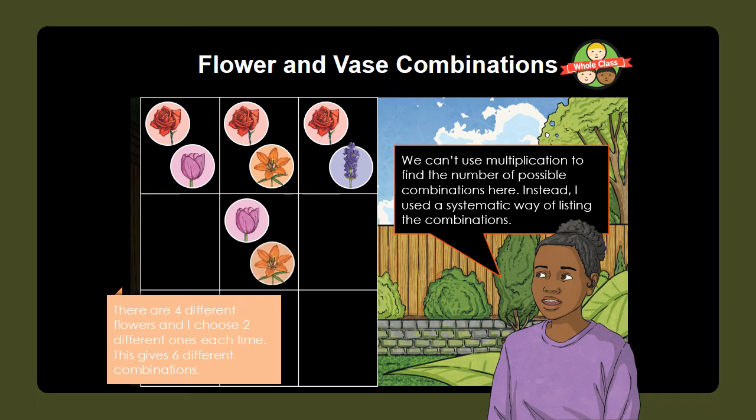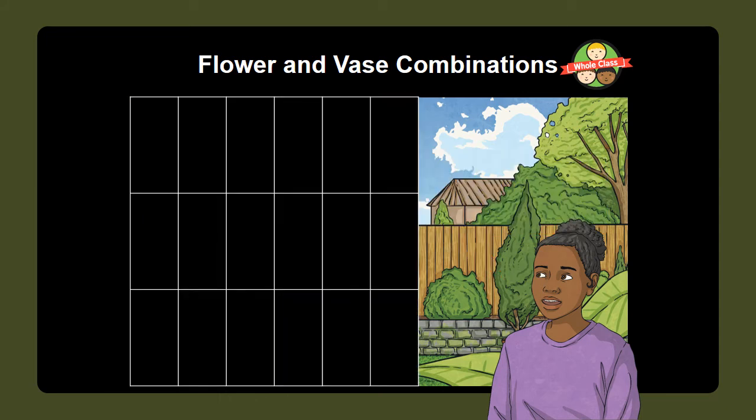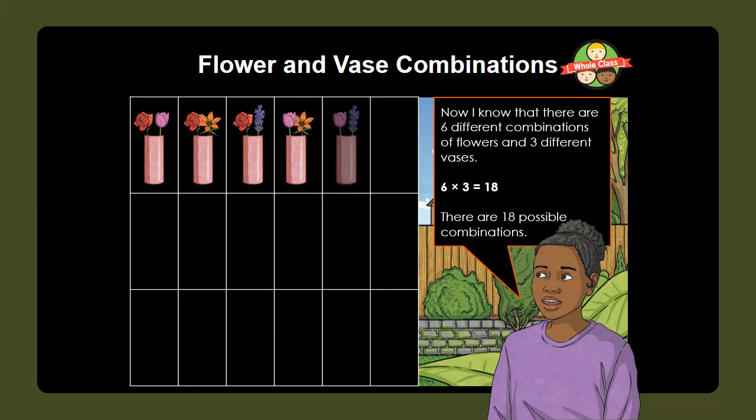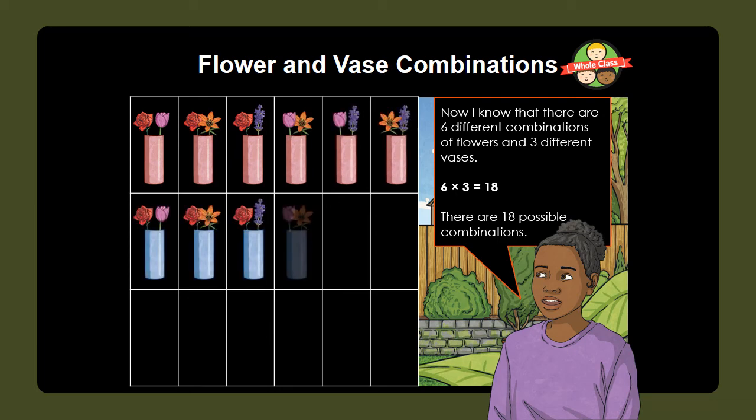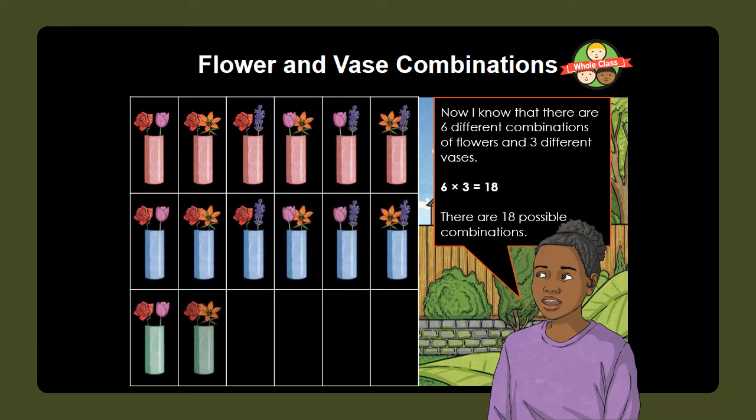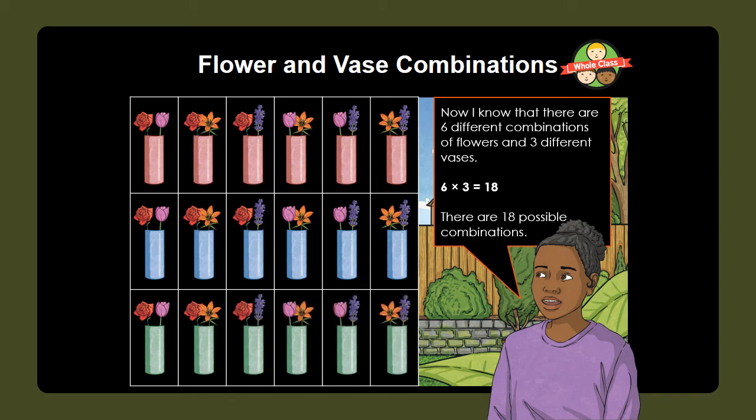Well done if you managed to get the 6 different combinations. However, with those 6 different combinations, we know that there are 6 different combinations and 3 different vases. So we know that if we were to put them in each of the different vases, then those combinations could be multiplied by 3, meaning that there are 18 possible combinations in total.